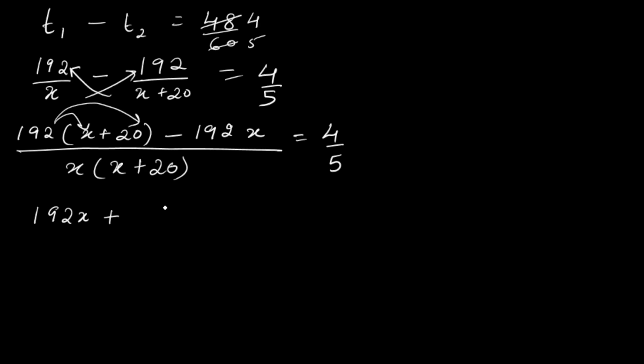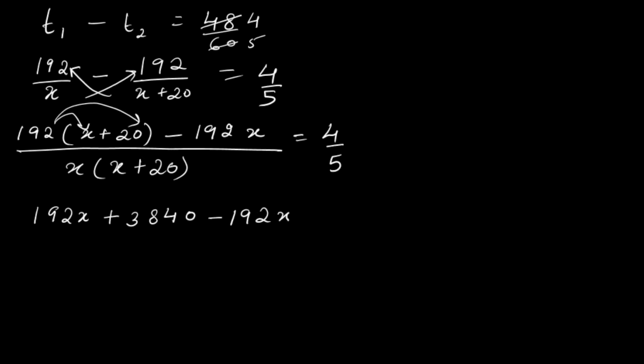What is 192 into 20? 192 into 20. 2 into 2 is 4, then a 0 I have to write. 2 into 2 is 4, 2 into 9 is 18, and 1. Yes, so 3840. Okay, so it's correct. Jayashree has also given the same answer.